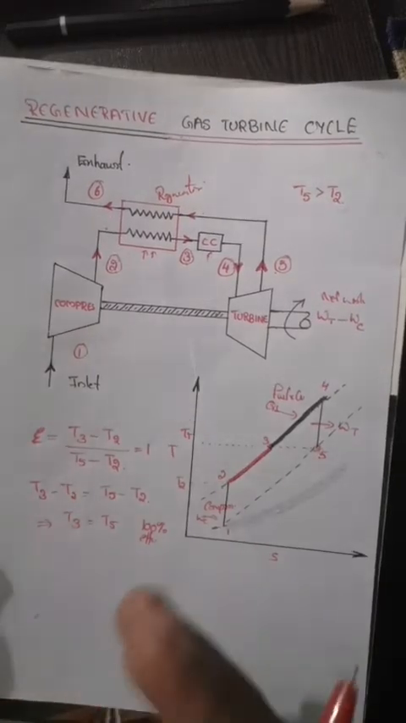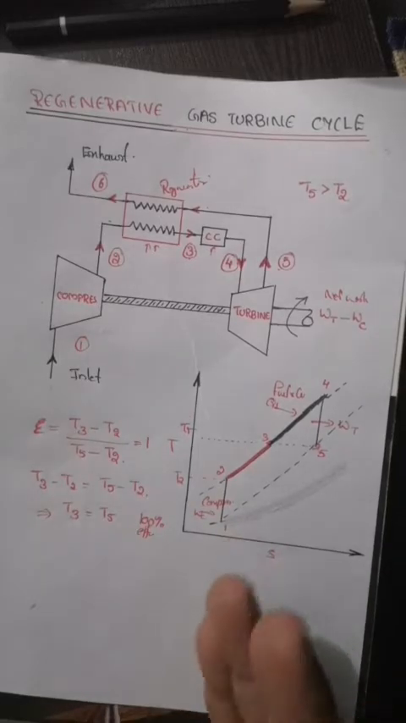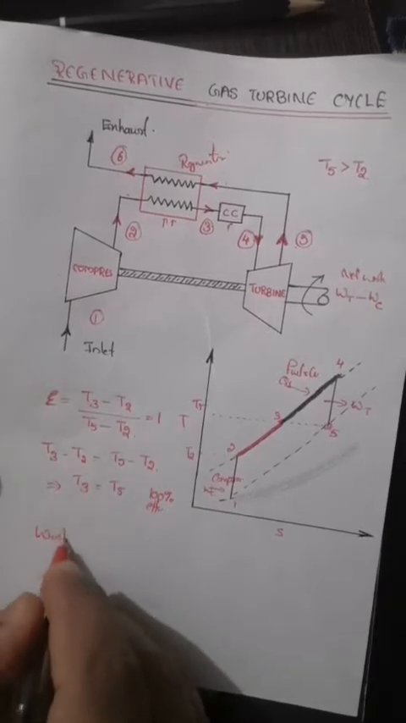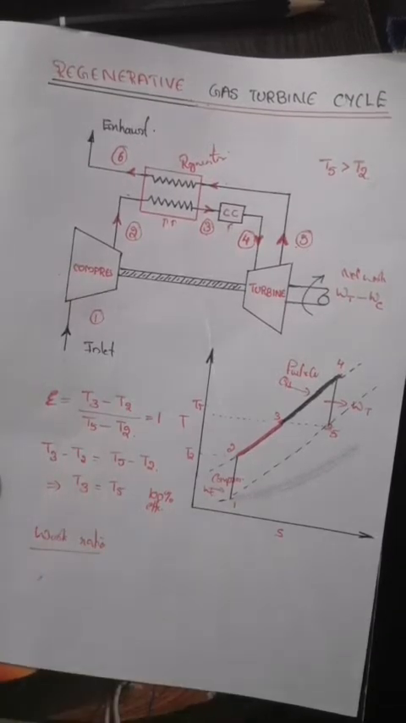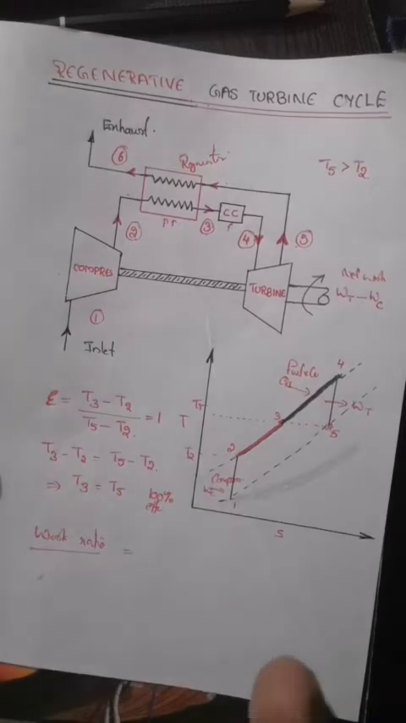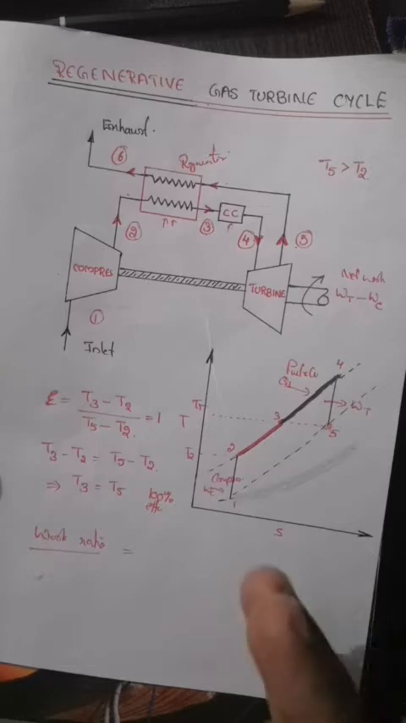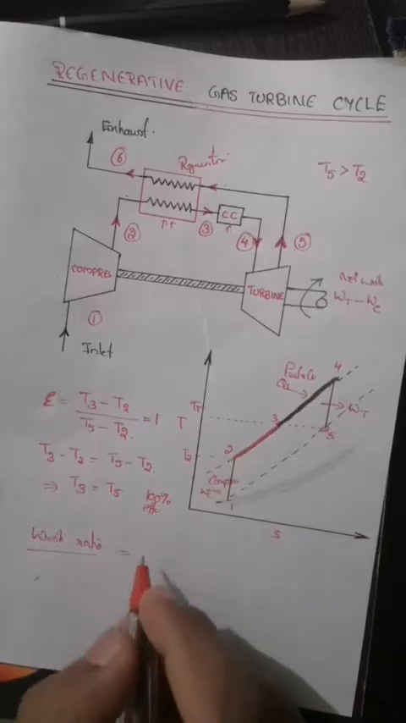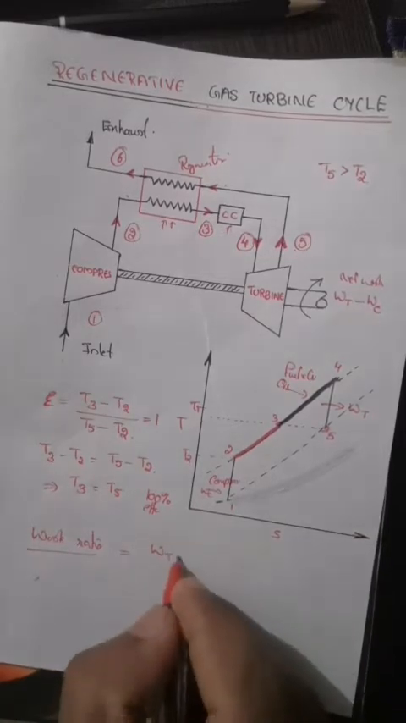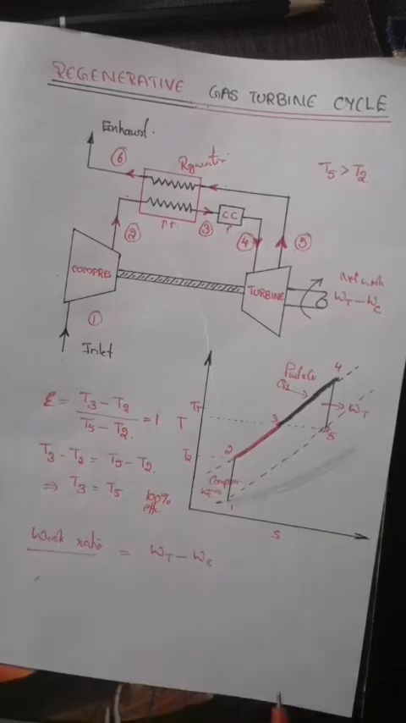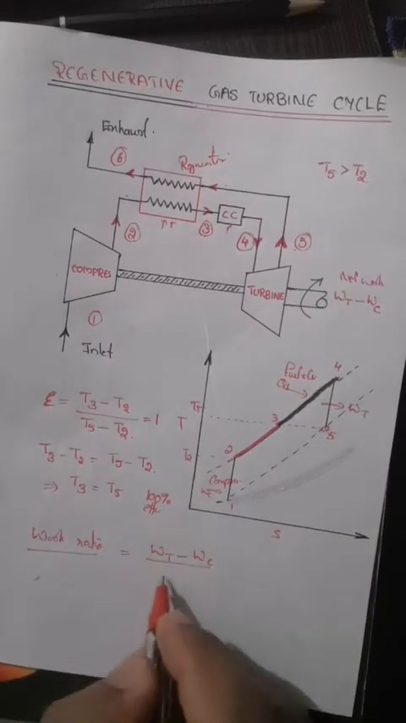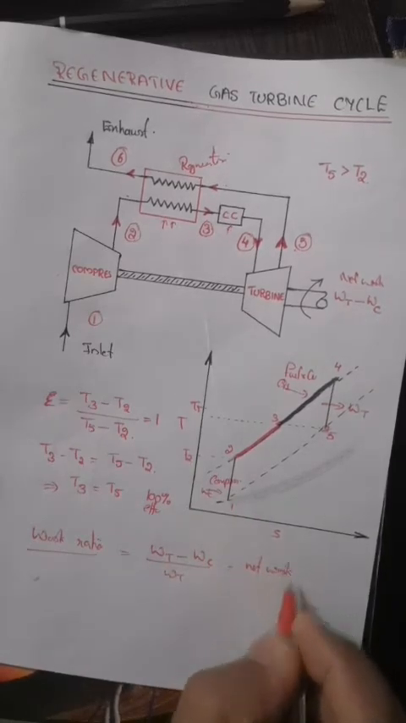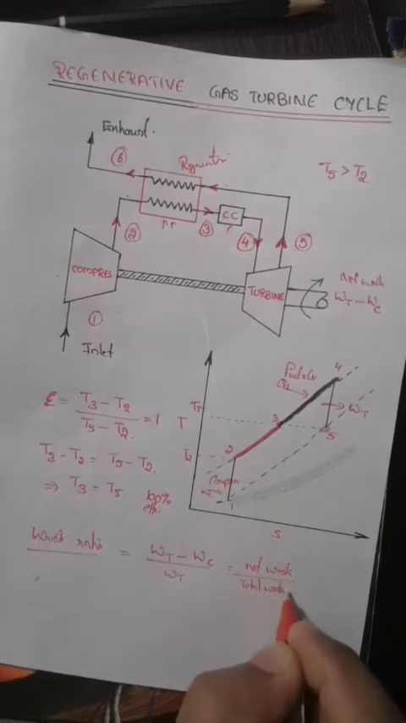Let me define some more terms which are related to solving gas turbine problems. One is work ratio. Work ratio is defined as the net work produced divided by the total work produced. For example, if we are considering this gas turbine cycle, the net work produced is the work produced in the turbine minus the work required to run the compressor. And the actual work we have produced is definitely the work output which we have got from the turbine. So this is the net work divided by the total work produced.